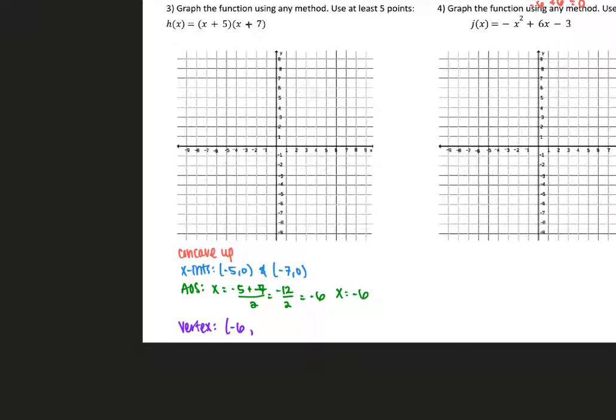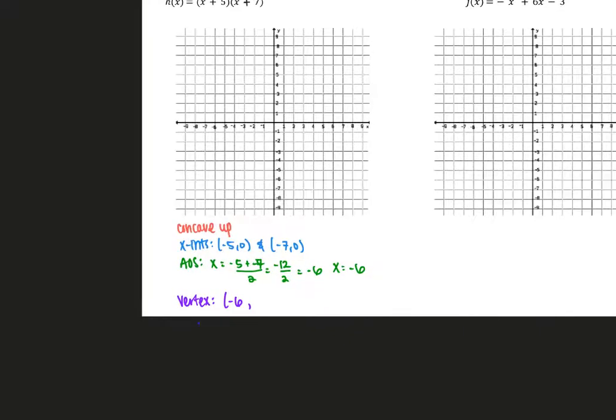And then to get the y value, we're going to plug in negative 6 for x in both parts of the equation. So it's going to be negative 6 plus 5 and negative 6 plus 7. So this becomes negative 1 times 1. We get a value of negative 1. So my vertex is going to be at (-6, -1).